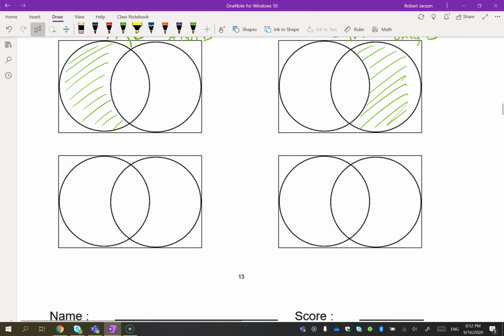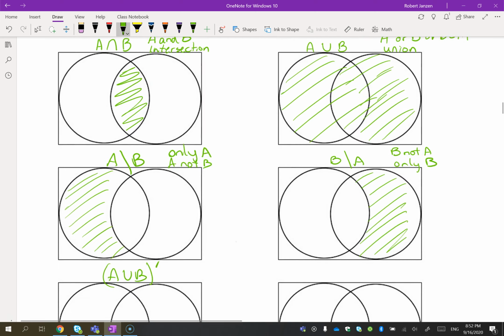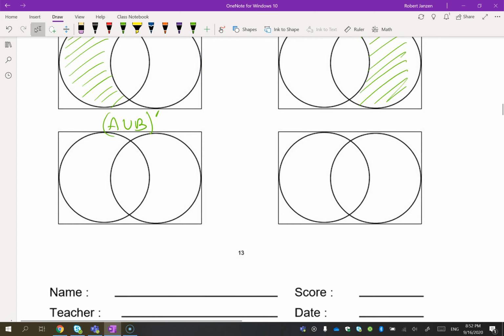What do you think this means? Remember this prime means not. What does the union mean? It means A or B, and the prime means not. So this means not A or B. Where is that? If it can't be A and it can't be B, it's just these little parts that are not included in A and B.